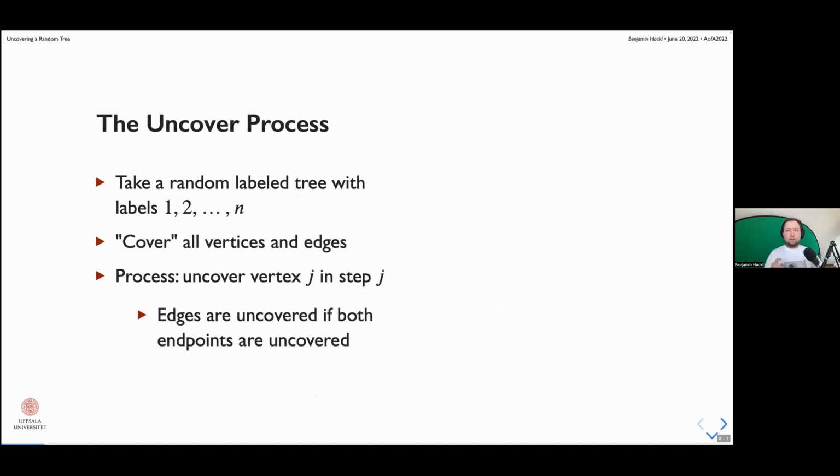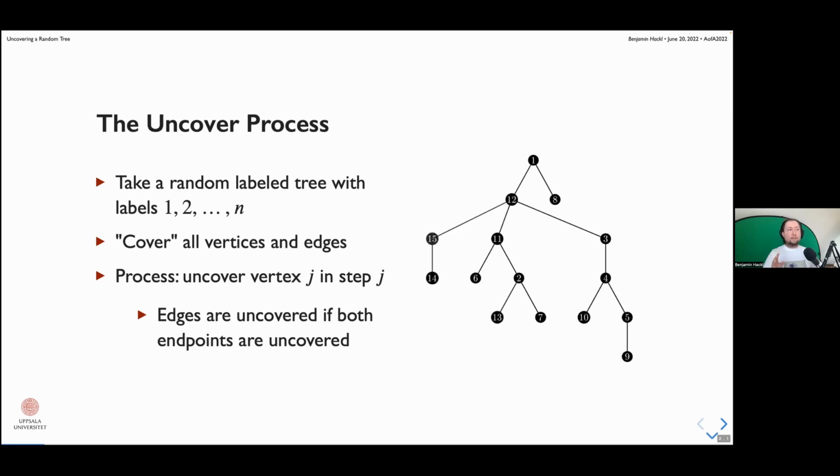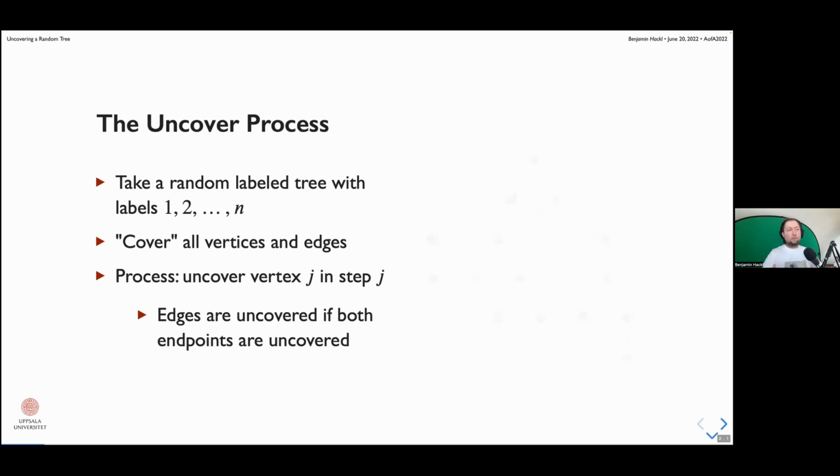You can see a little animation. I hope that's fluent for people watching on Zoom and in the audience. You can see a little animation of this process on the side here. So we go through the tree and uncover step by step. And whenever we meet both endpoints of an edge, the corresponding edge is also uncovered.